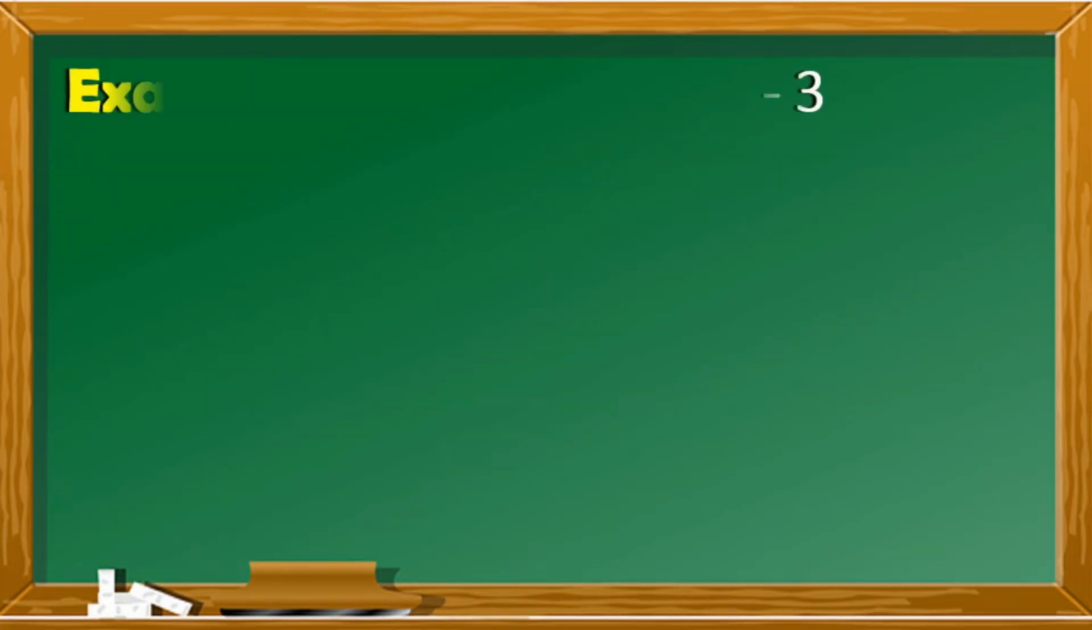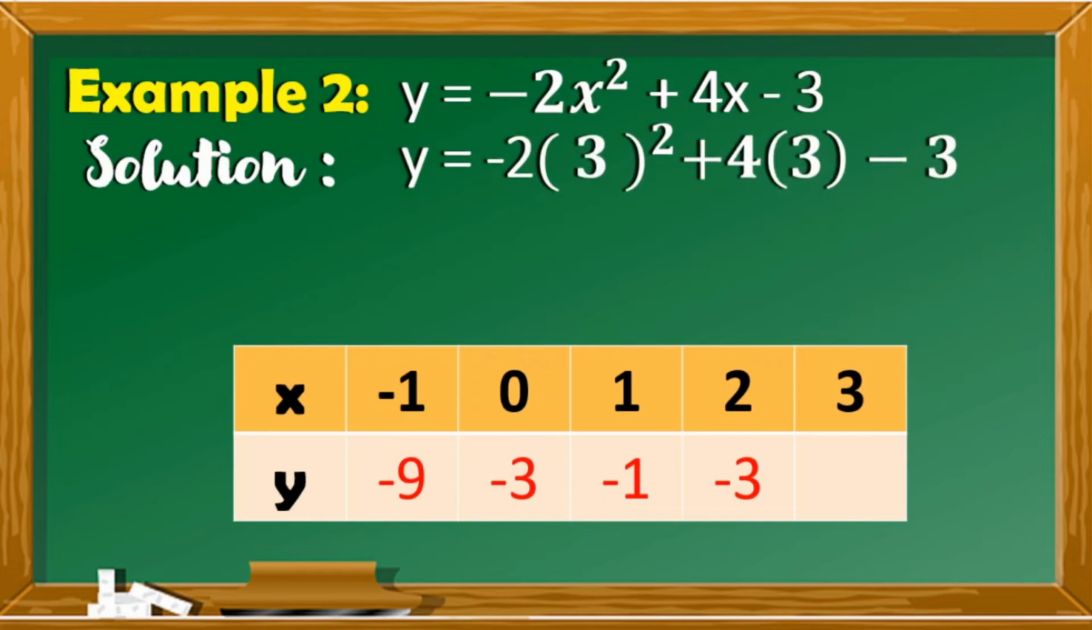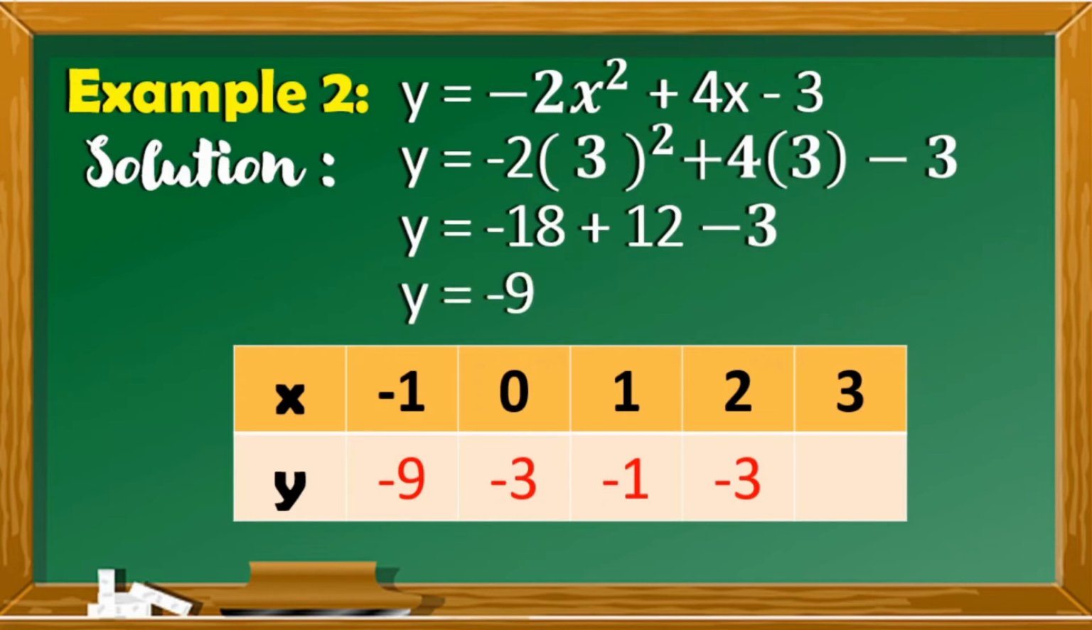For the last value of x, let us follow the previous procedure if x is equal to 3. Showing our solution, y is equal to negative 2 times the quantity of 3 squared plus 4 times 3 minus 3. 3 squared is positive 9 times negative 2, and that is equal to negative 18. 4 times 3 is 12, minus 3. Performing the operations, y is equal to negative 9.